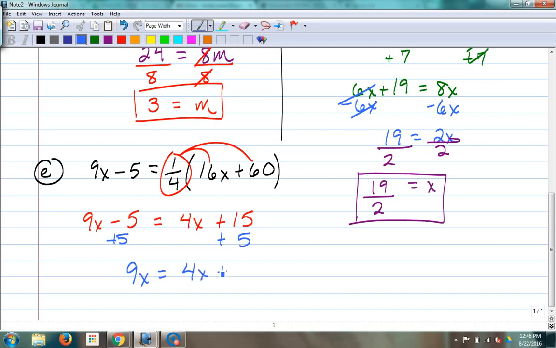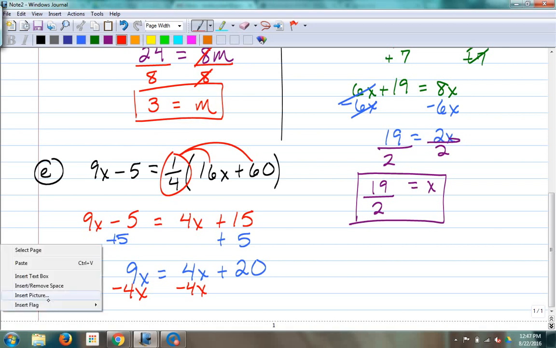Be 4x plus 20. And then the next move, since I added 5 there, the next move would be to do what? Subtract the 4x. I don't want to subtract the 9 because that gets everything on one side. I need to get x's on one side, numbers on the other. So be careful with that.